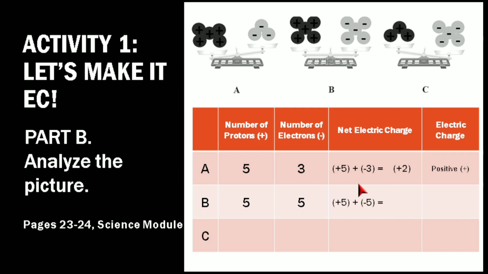We have plus 5 plus negative 5. Remember these charges or these signs from the subatomic particles that we have. Again, the protons have a positive sign, and the electrons have a negative sign. That is the reason why we have this equation here. So what will be the answer for plus 5 plus negative 5? Write your answer in your notebook. What is your answer? Very good, it is 0. So therefore, what will be the electric charge? Is it positive, negative, or neutral? Write your answer.